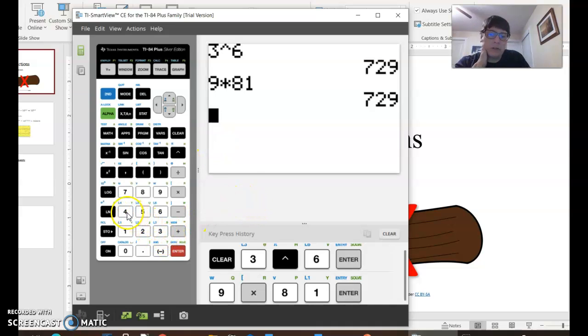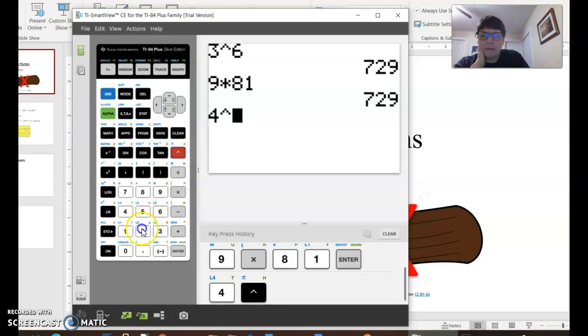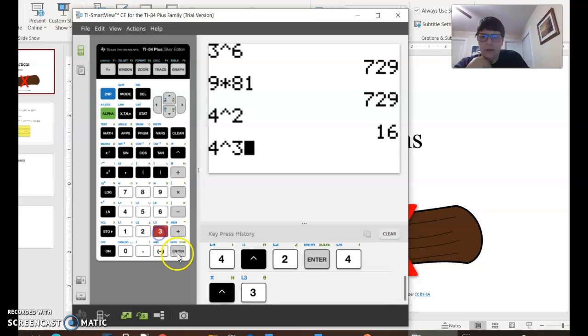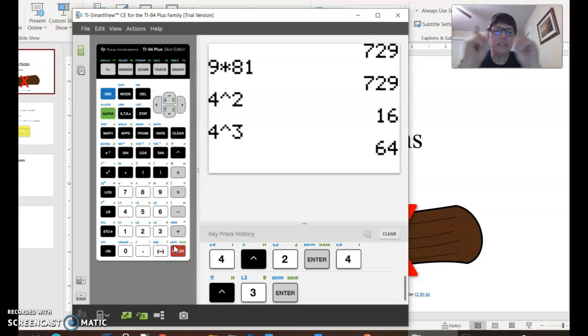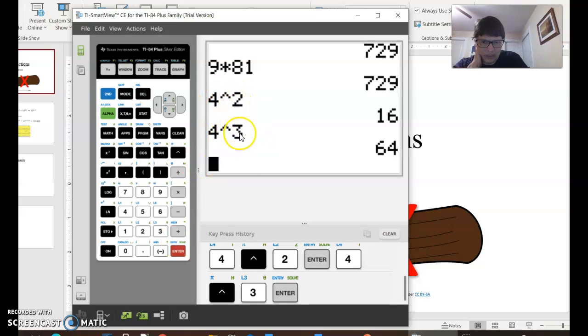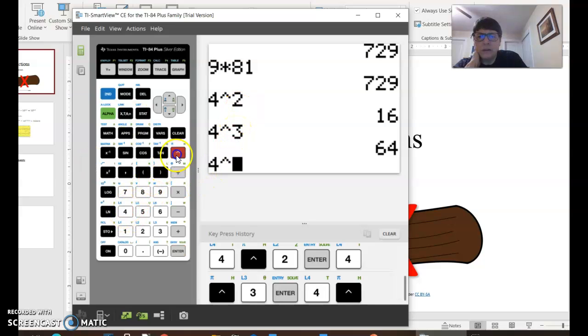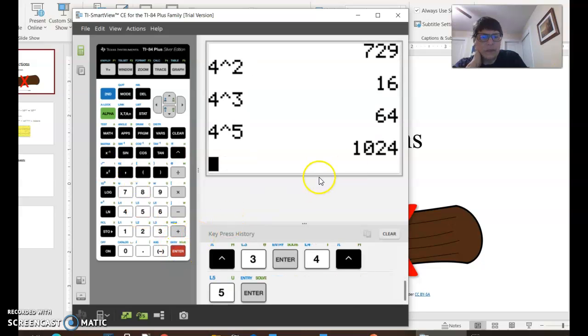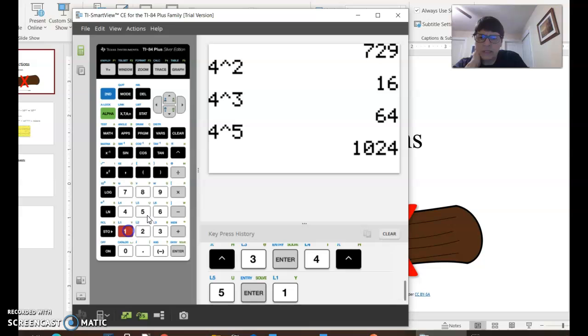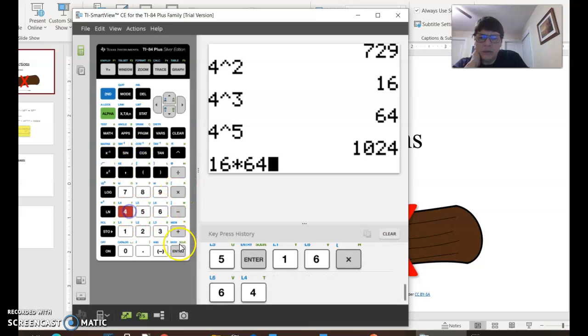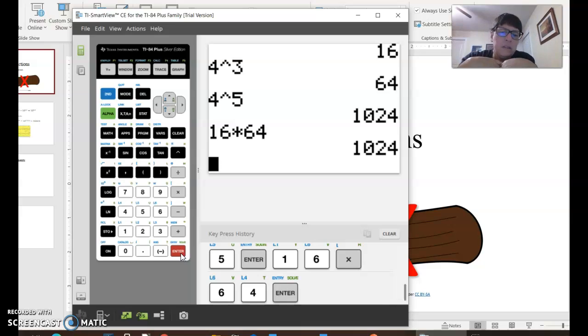Let's try base 4. 4 squared is 16, and 4 to the 3rd power is 64. So if I wanted to multiply 16 times 64, since the bases are the same, I just add the exponents. 2 plus 3 is 5. 4 raised to the 5th power is 1024. 16 times 64 is 1024.